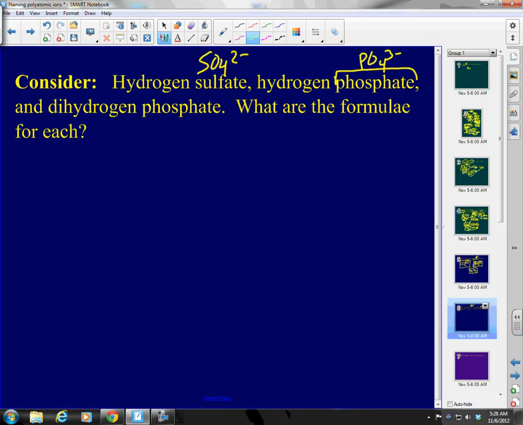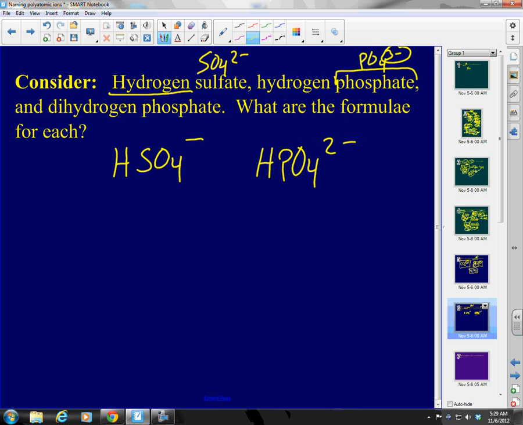Here we go. Hydrogen sulfate. Hydrogen means I'm going to add an H, a proton, and if I add a proton, that's a positive charge, so it becomes HSO4 minus. Hydrogen phosphate, I'm going to add a hydrogen, HPO4, and it goes from 3 minus to 2 minus.